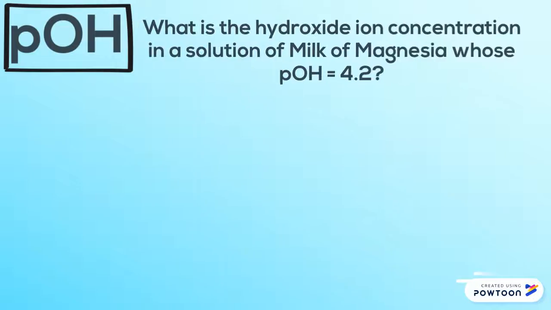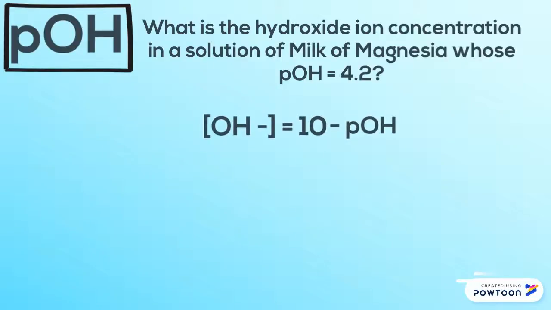For this next example, we are asked to find the concentration of our hydroxide ion if our pOH is 4.2. We're going to be using our second OH equation, plugging in 4.2 for our pOH, and then solving in our calculator.